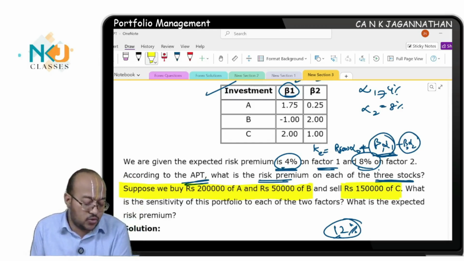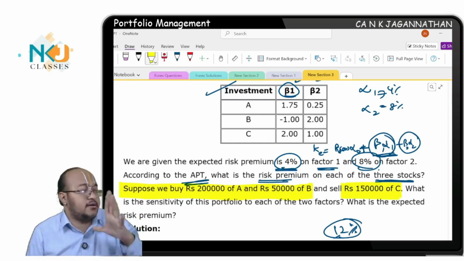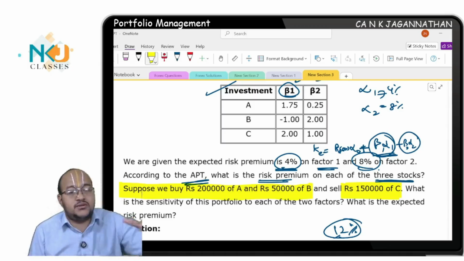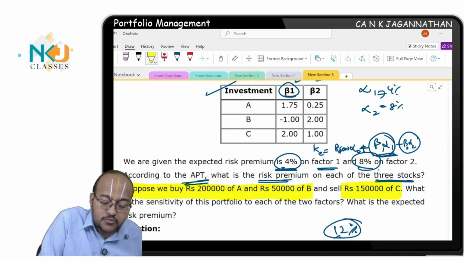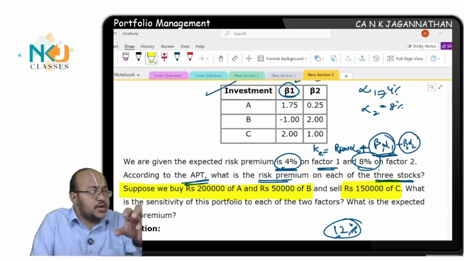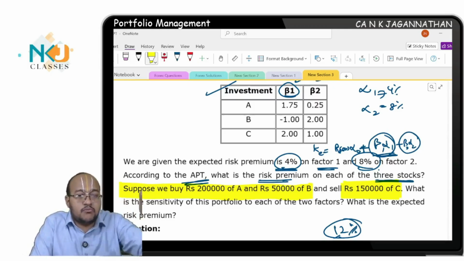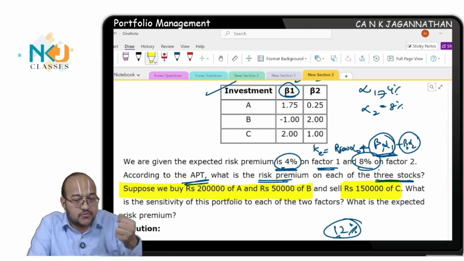Sir, what is this? I don't understand the question itself. Very simple. You have 1 lakh in hand. First, what do you do? You sold the security C. You short sold, possible? Yes, possible. Just now we discussed na. You short sold 1 lakh 50,000 of security C, which means you will get 1 lakh 50,000 from selling. Are you all understanding? By selling the share, you will realize the cash. While buying, the cash will be an outflow. While selling, the inflow will be there.